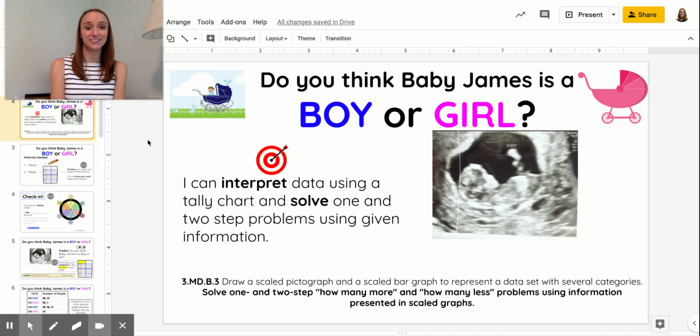Our objective is I can interpret data using a tally chart and solve 1- and 2-step problems using given information.